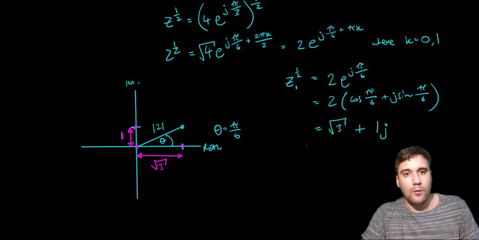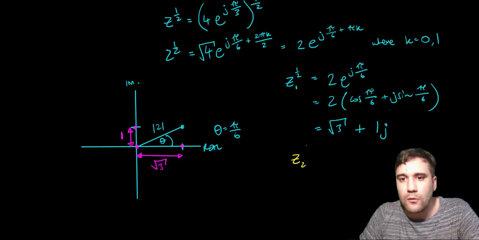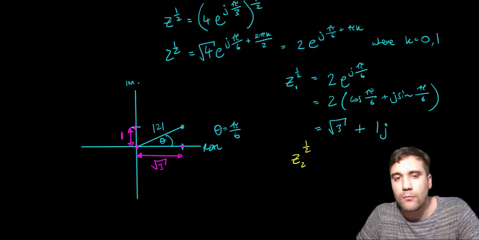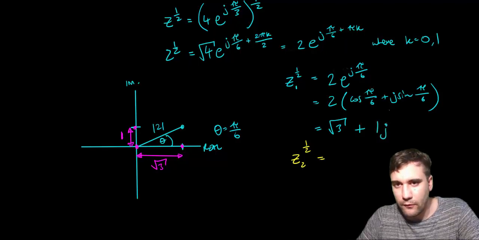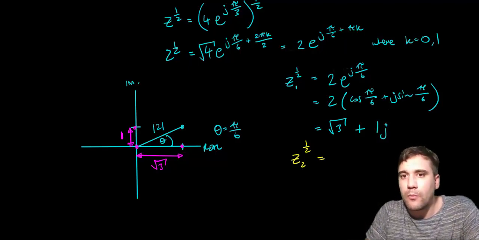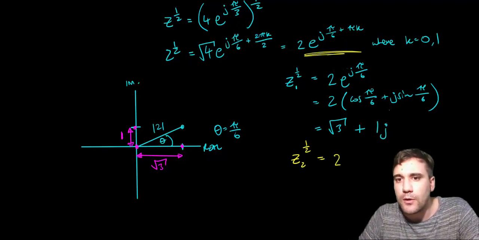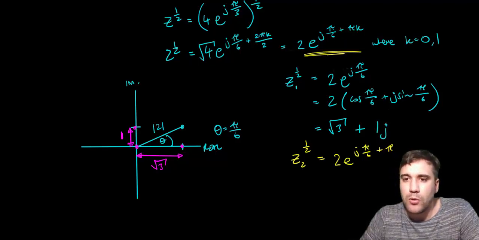Now let's look at what Z2 is going to look like. So Z2, the second root for Z, is going to be equal to when k is equal to 1. So remember, we found this out up here, and we're going to now say that k is equal to 1. So it's going to be 2e^(j(π/6 + π)). Righto, well that doesn't seem so bad. So what's π/6 plus π?